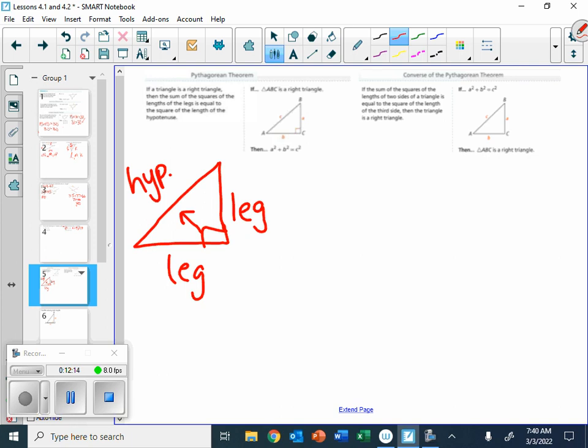Alright, the converse, or the opposite, is always true as well. If a squared plus b squared equals c squared, then I can say that this triangle that I have is a right triangle. Okay, if the Pythagorean theorem fails, it's just not a right triangle. It can still be a triangle and not be a right triangle. Okay?